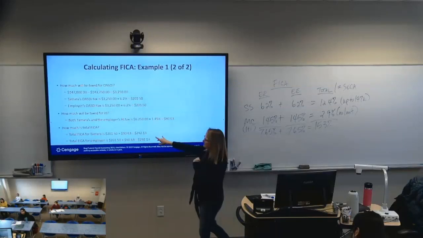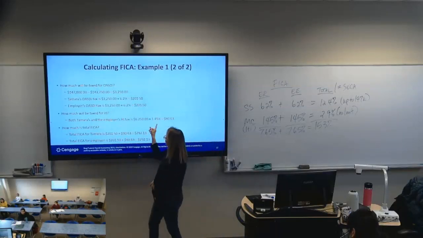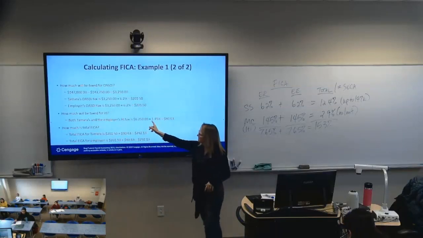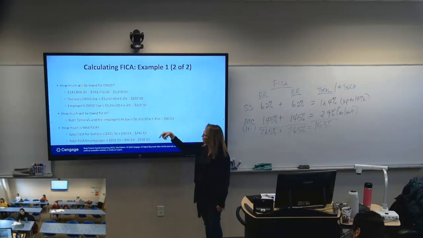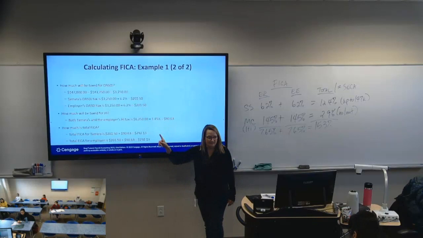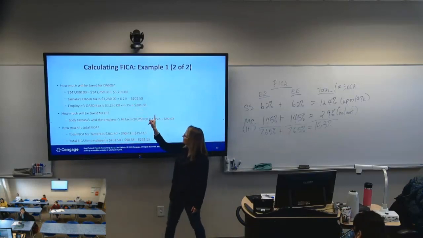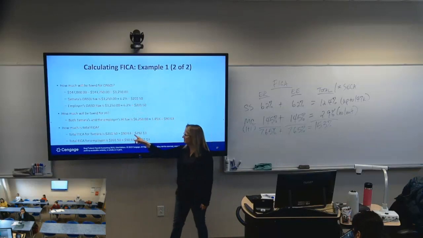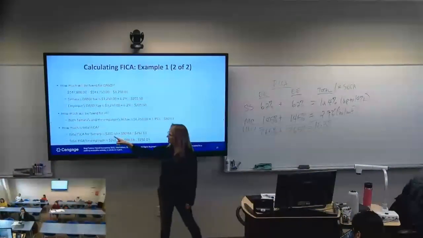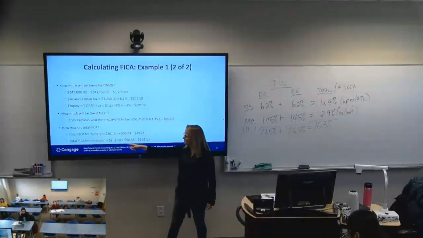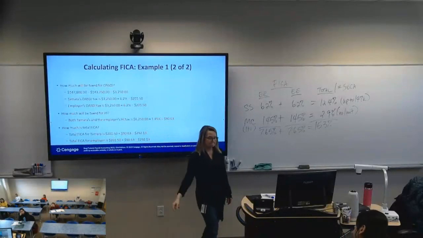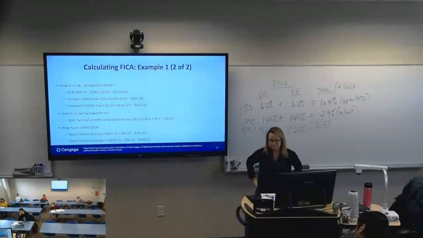So the FICA or the health insurance part, we're just going to multiply the full amount by the 1.45%. So the total amount of FICA tax that Tamara pays is the 201.50 plus 90.63, 292.13. Employer total is the same amount. Should we look at another example?